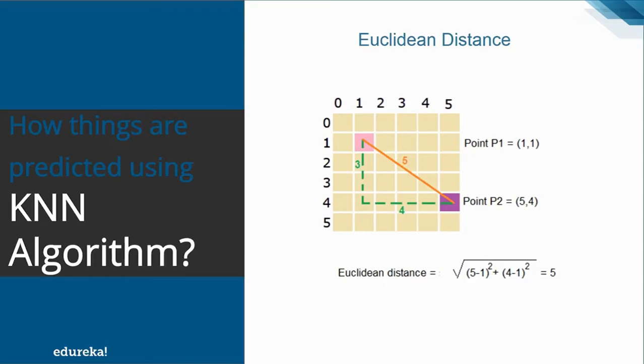So you can say that Euclidean distance is the direct distance between 2 points. So what is the distance between the points P1 and P2? We can calculate it as the square root of (5 minus 1) whole square plus (4 minus 1) whole square, which results in 5.